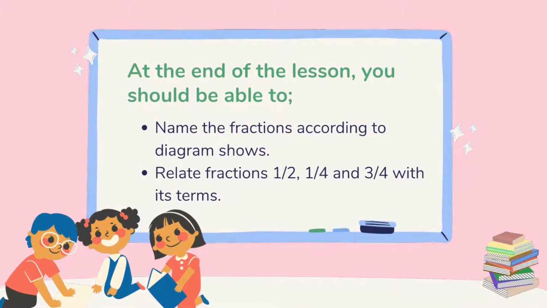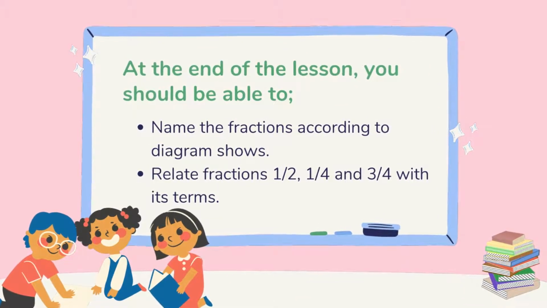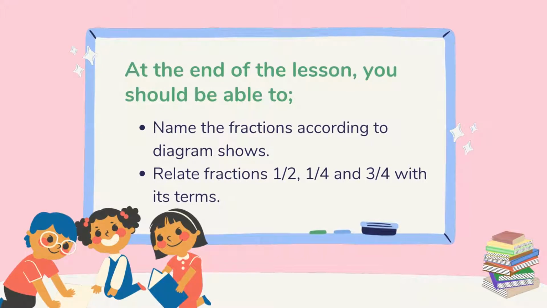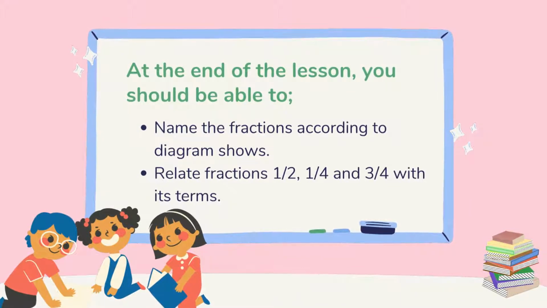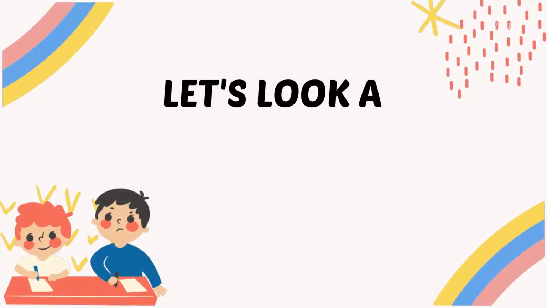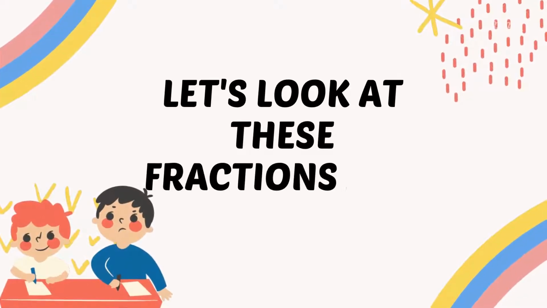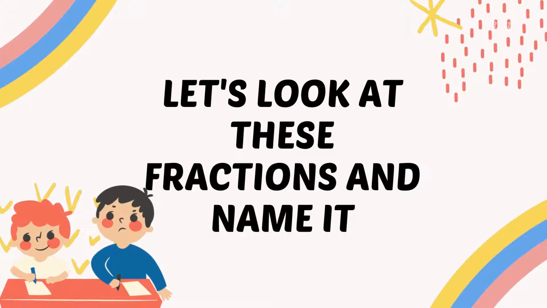At the end of the lesson, you should be able to name the fractions according to the diagram shown. You should be able to relate fractions 1 over 2, 1 over 4, and 3 over 4 with their terms. Now, we're going to look at these fractions and name them according to the diagram.